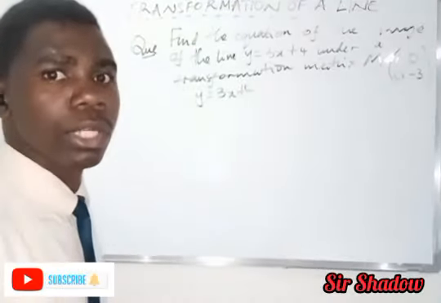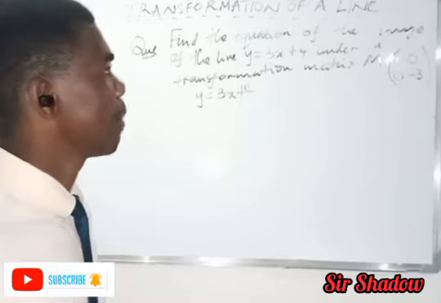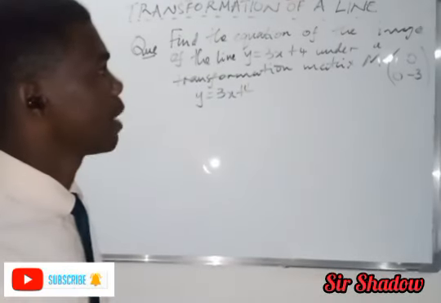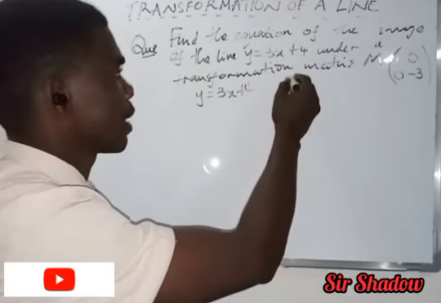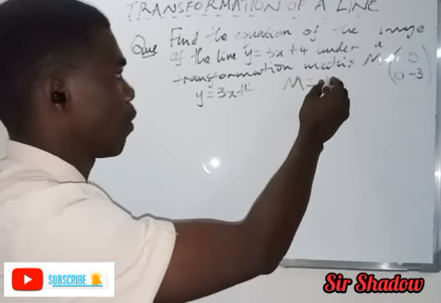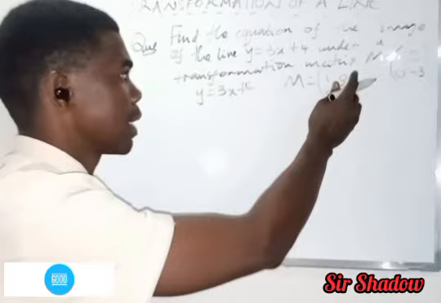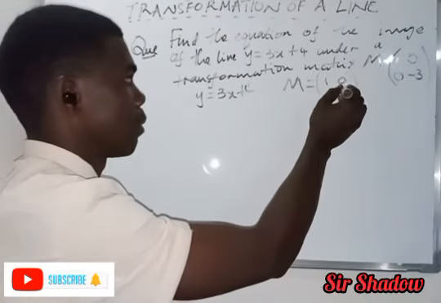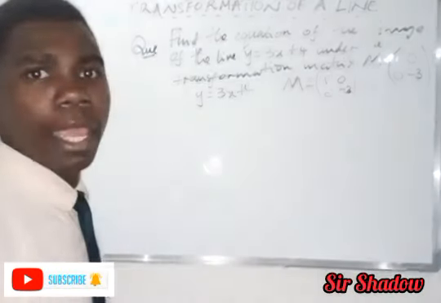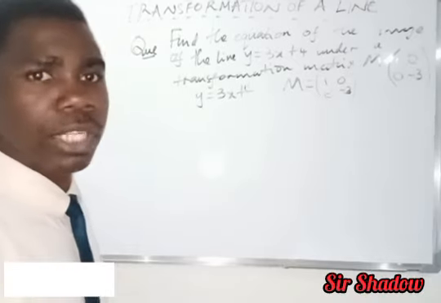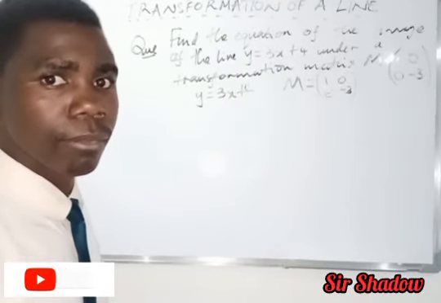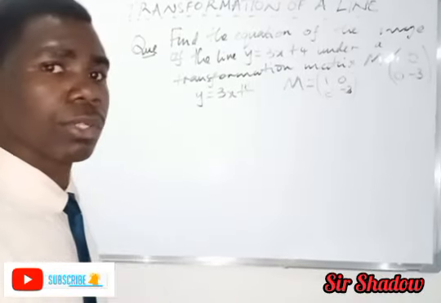Since we are given the equation y is equals to 3x plus 4 and a matrix M, we are given the matrix M also. Matrix M is given by 1, 0, 0, minus 3. This is matrix M. Right. So in order to transform a line, we have two methods.